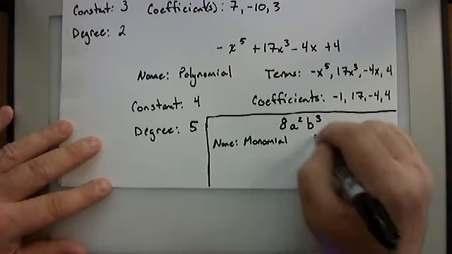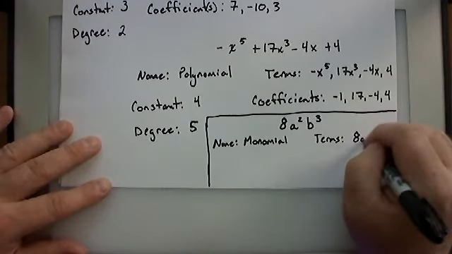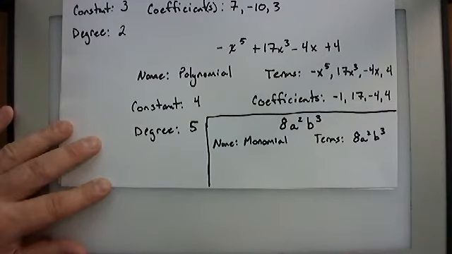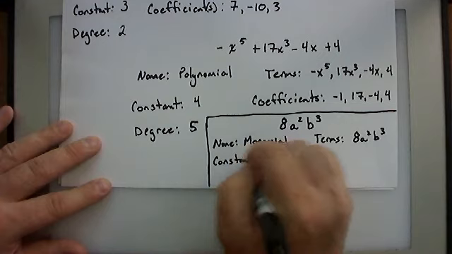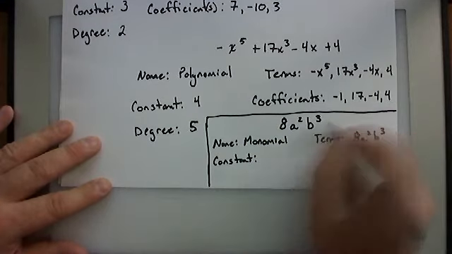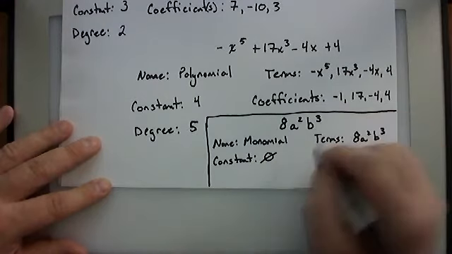Okay. The terms, well, there's only one term. Remember, the terms are separated by pluses and minuses. If it's all multiplied together, that's one term. The constant is the piece with no variable on it. Which piece has no variable on it here? Well, nothing, right? So 0. Because you could put a plus 0 on the end, I suppose.